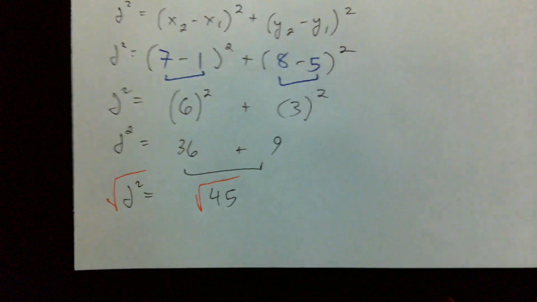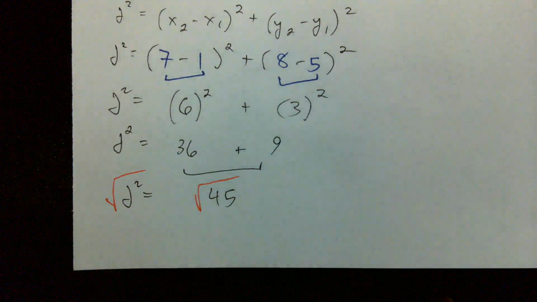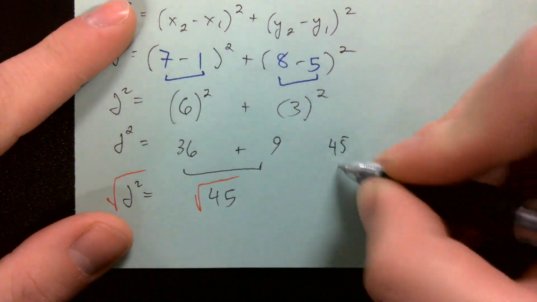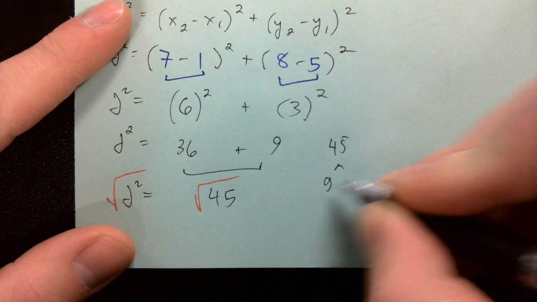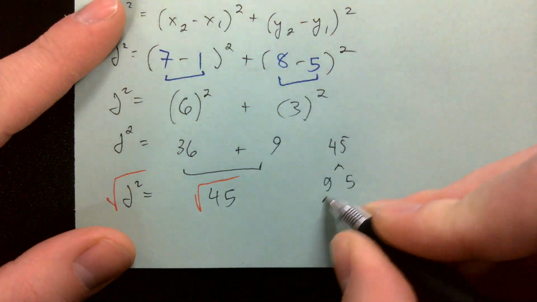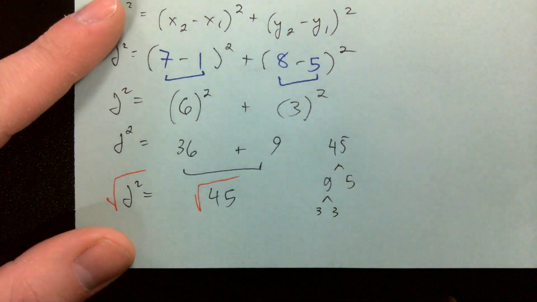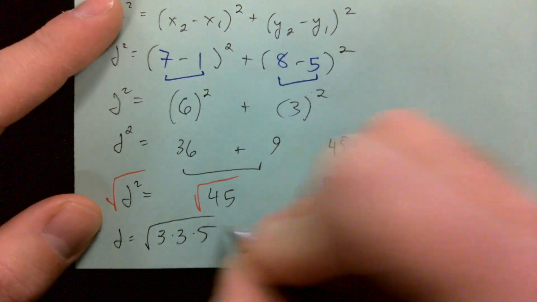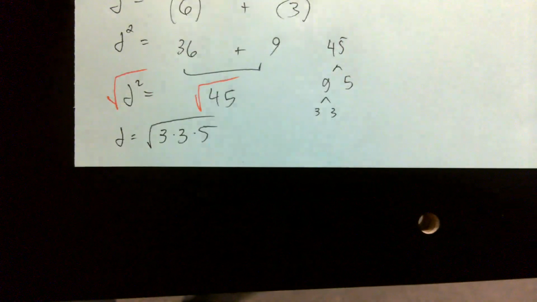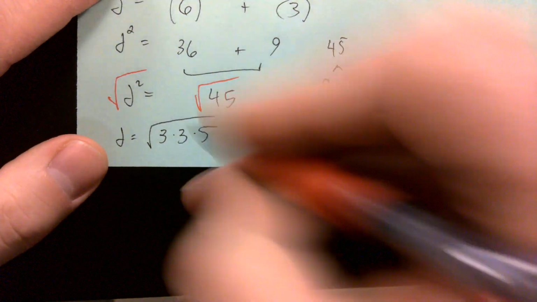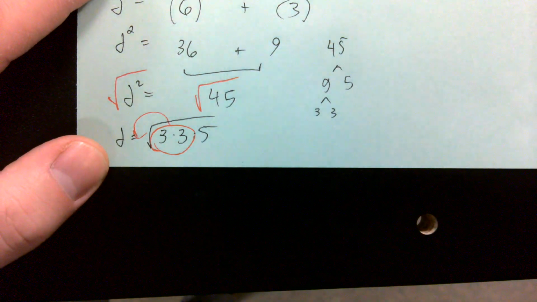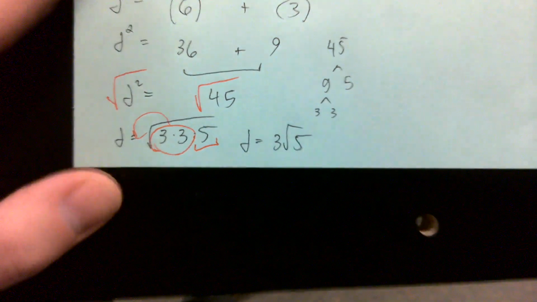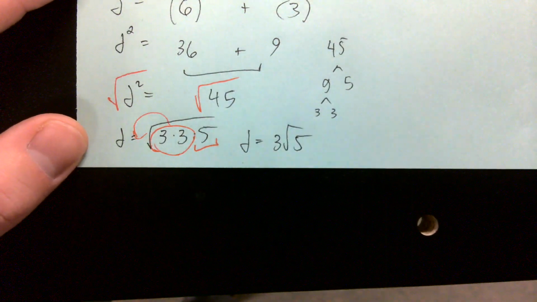Can I simplify the square root of 45? I can. It's not a perfect square, but I can still simplify it. 45, just like in the warm-up, is 9 times 5. 9 is 3 times 3. So D is equal to the root of 3 times 3 times 5. Is there any pairs I can circle up here? Pair of 3's comes out. What gets left behind? 5. D is equal to 3 root 5.